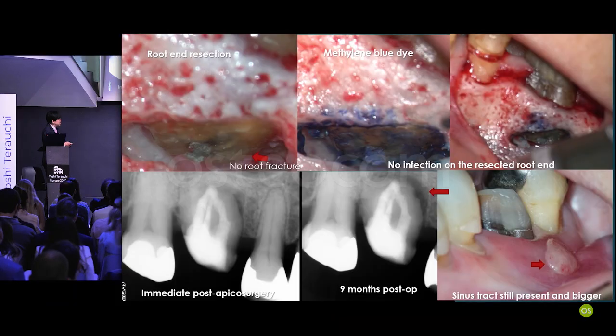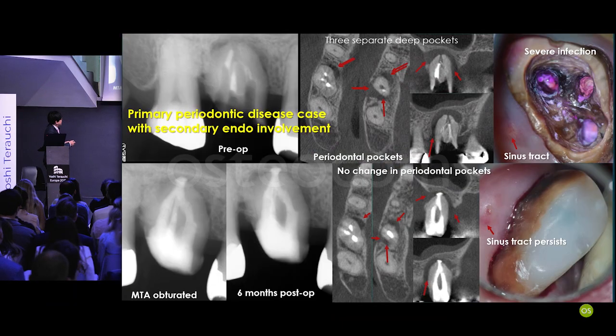So let me go back. You see, this is 6 months after I did root canal treatment. Actually, the lesion size was a little bit smaller. If I had done periodontal treatment on this tooth, maybe the lesion would have been gone. But it didn't. I didn't do that.